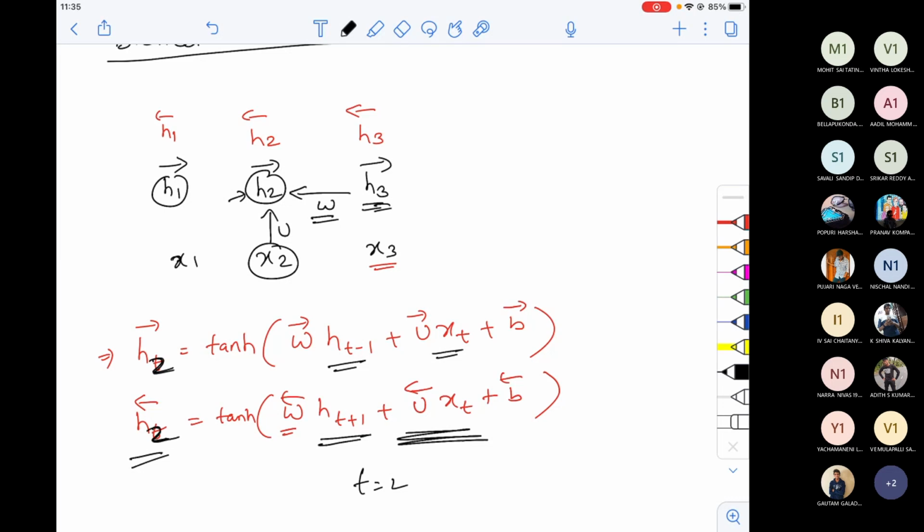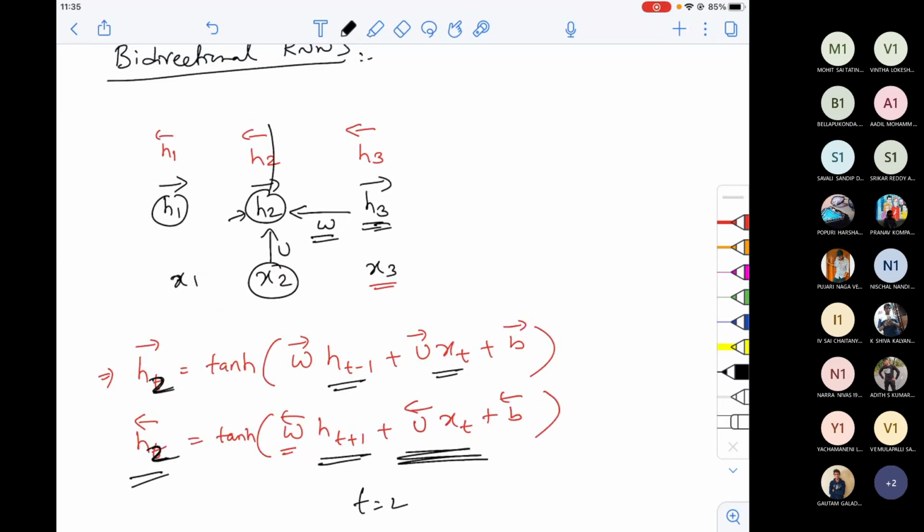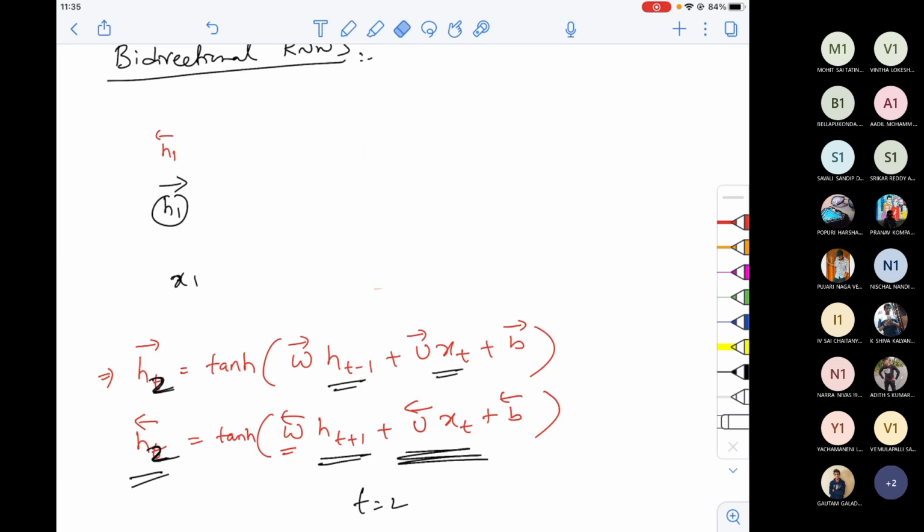I have the context. Now I need to predict the output. For H2, I have the forward inputs and I also have the backward context. Here it is a different weight, and here it is a different weight. The U in the forward direction, U in the backward direction is also there. Using all these, I would predict the output at this timestamp, Y2 cap.